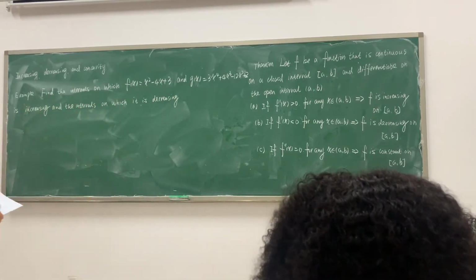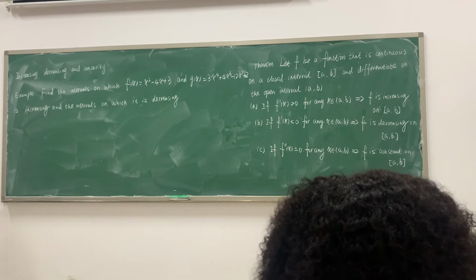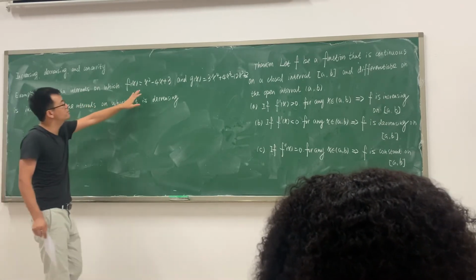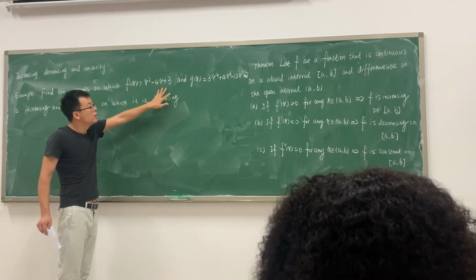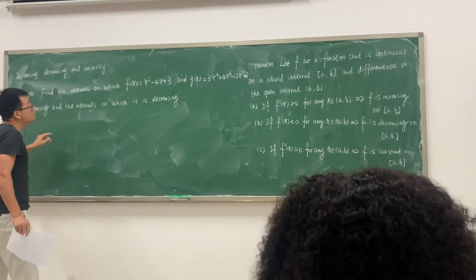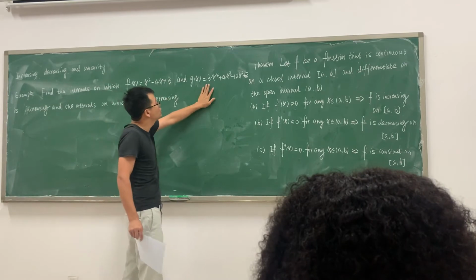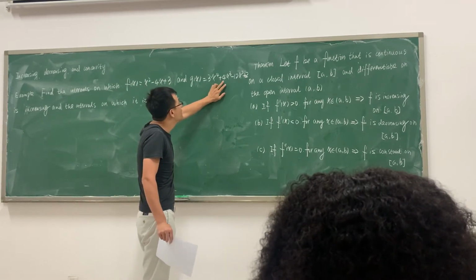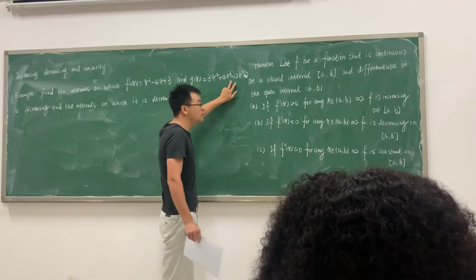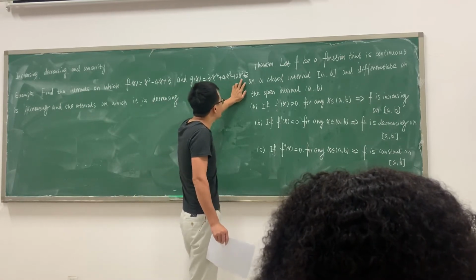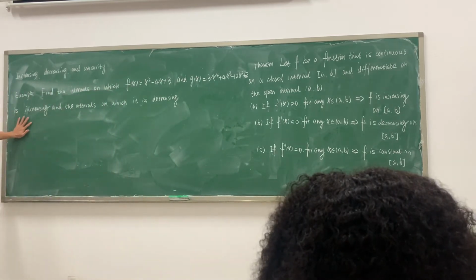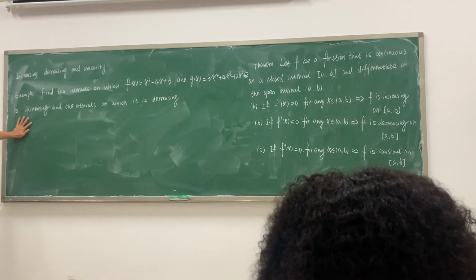So here, find the intervals on which f(x) equal to x squared minus 4x plus 3, and g(x) equal to 3x to the fourth power plus 4x cubed minus 12x squared plus 2, is increasing, and the intervals on which it's decreasing.